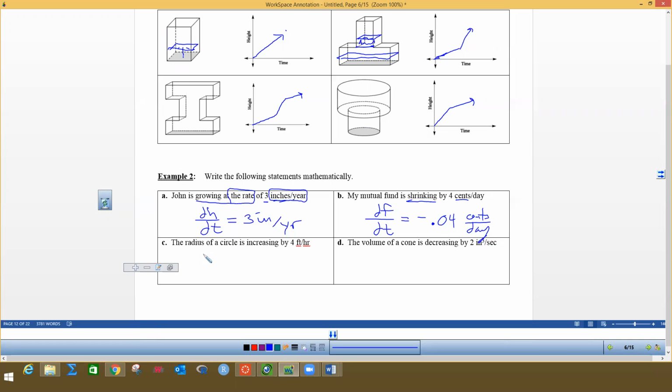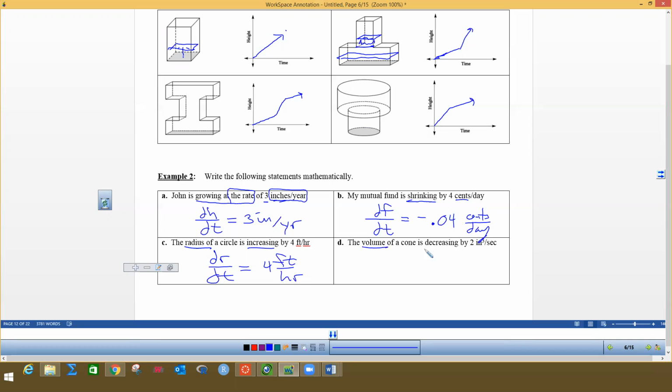Coming over here to this one, the radius is what's increasing at 4 feet per day. And radius in feet, we're talking length, but since it's a radius changing, I would say the change in the radius with respect to time, and because hours is time, and increasing makes that 4 positive, it would be 4 feet per hour.